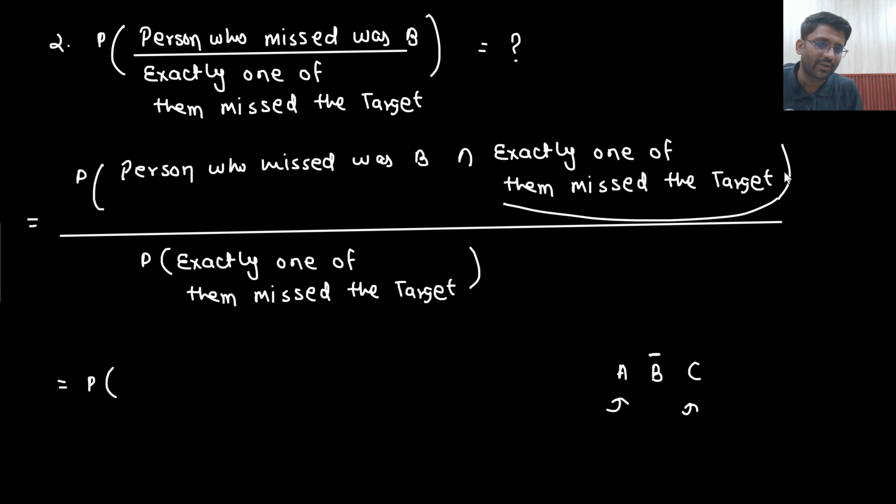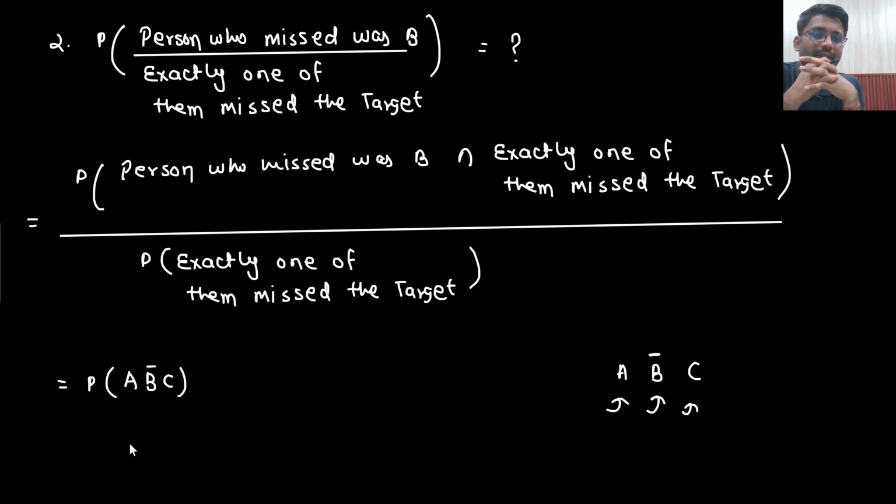Now the second statement says that exactly one of them should be missing the target. That means only one guy should be missing, so the rest two should be hitting. That means A and C will have to hit. So A is hitting, B is not hitting, and C is hitting. This is the condition. Is that clear to you or not? Only one condition is there. Exactly one of them should miss, and that guy who is missing has to be B, divided by the probability that exactly one of them is missing.